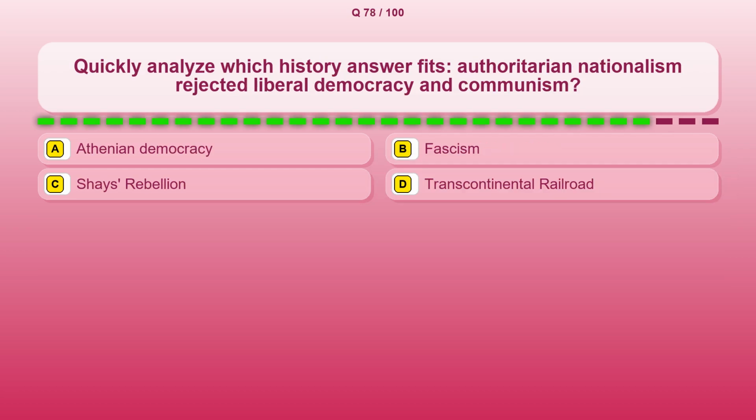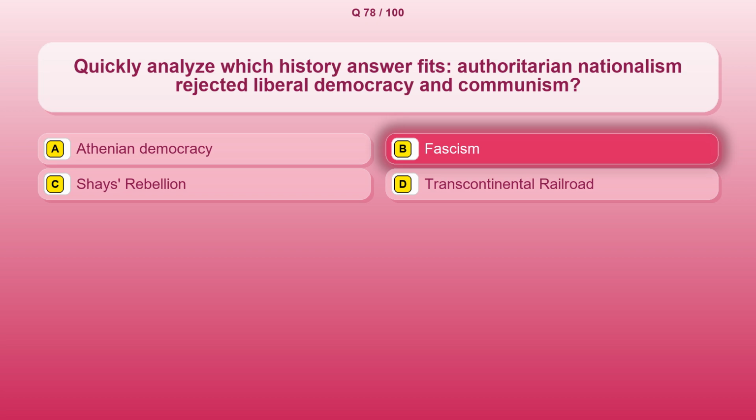Question 78. Quickly analyze which history answer fits authoritarian nationalism rejected liberal democracy and communism. Option A, Athenian democracy. Option B, fascism. Option C, Shays Rebellion. Option D, Transcontinental Railroad.